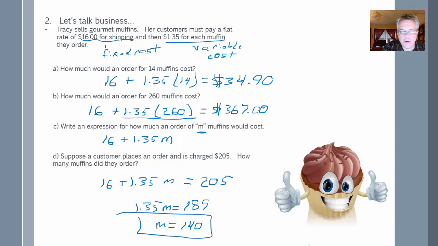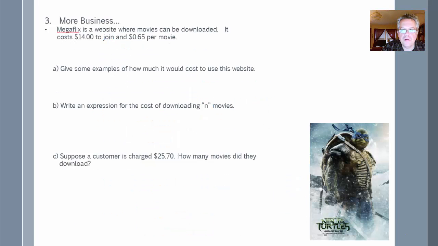All right, this is going to be no problem for you guys. Our last example. Megaflix is a website where movies can be downloaded. So suppose it costs 14 bucks to join and 65 cents per movie. Give some examples of how much it would cost to use this website. So this is kind of open-ended.